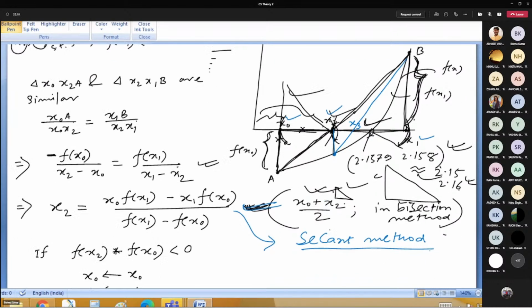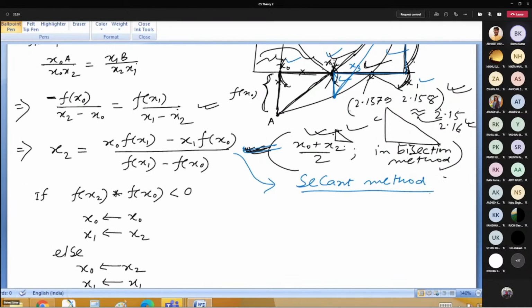So you just see this triangle, and this triangle is again a right angle triangle. If I use the right angle triangle property with the help of these two triangles, this one and this one, with the help of x1 and x2, we can calculate x3. So x3 will come as x1 f of x2 minus x2 f of x1 by f of x2 minus f of x1, by watching this formula.